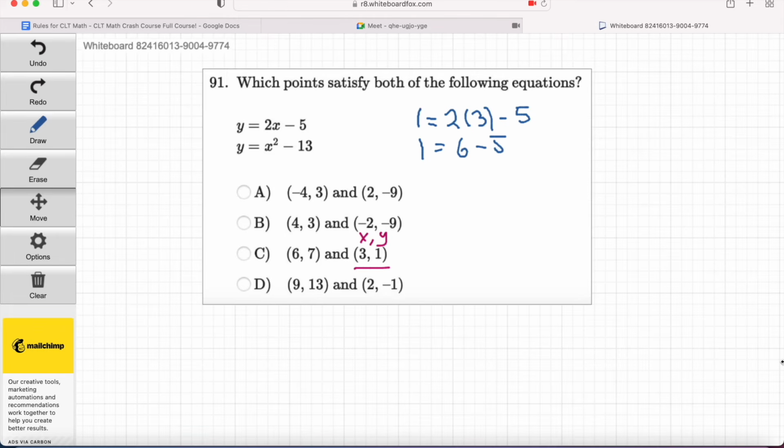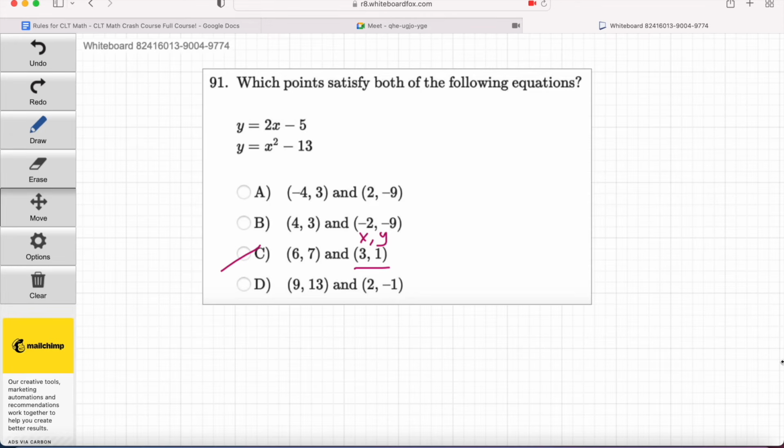True statement? Yes, it is. Try the bottom equation. True statement? Nope. Answer choice C is gone. Any questions about that? Okay, great. Let's do the next set of easy values.